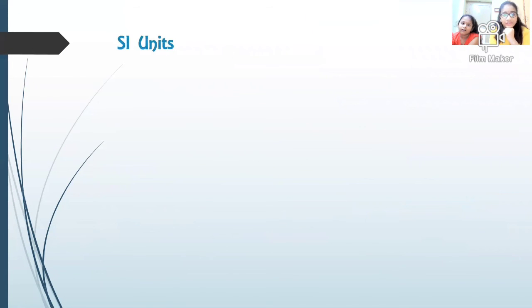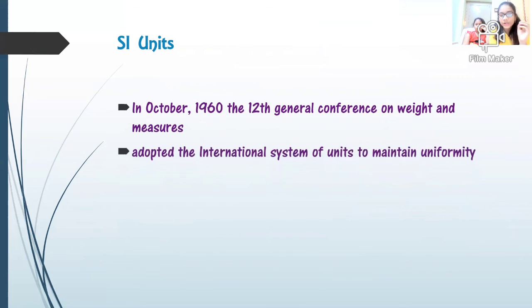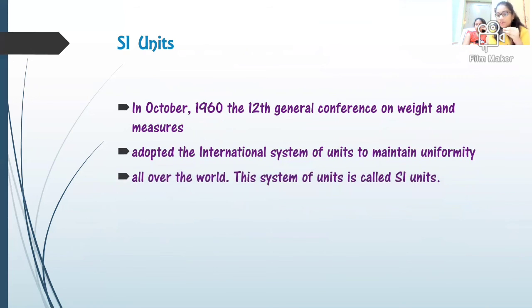Now, guys, this is the last one. We're going to learn about SI units. In October 1960, the 12th General Conference on Weights and Measures adopted the International System of Units to maintain uniformity all over the world. This is already what I said, but this system of units is called SI units. I explained all of these things before, in the standard measures. What you have to know is the system of units is called SI units.